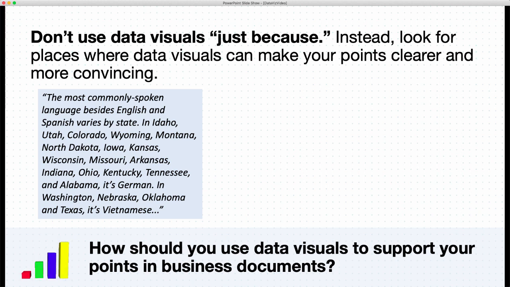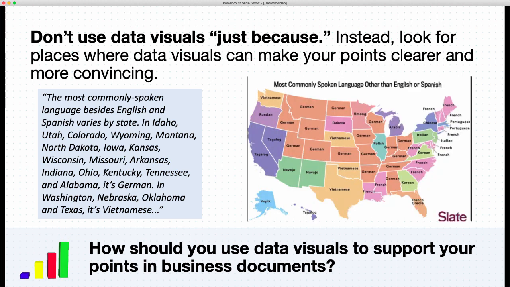We could go on and list all of these states and tell you which is the most commonly spoken language besides English and Spanish. We could just list it in text. It would be perfectly accurate, but boy, it would be hard to remember all of those things. Or we could use a data visual, like so.